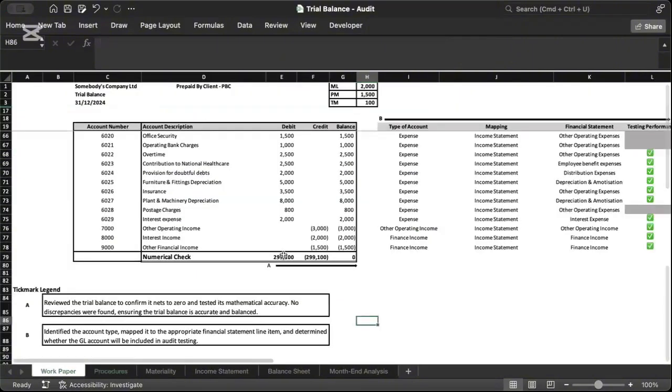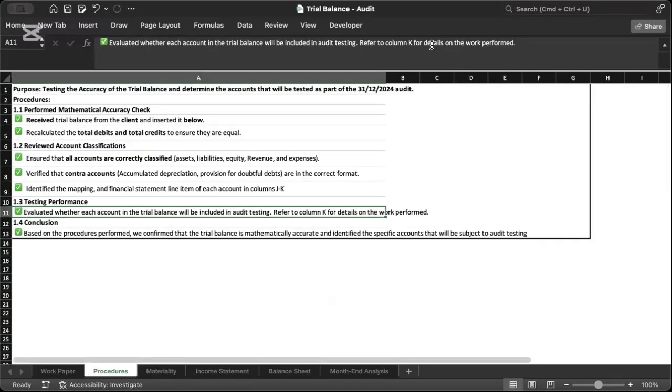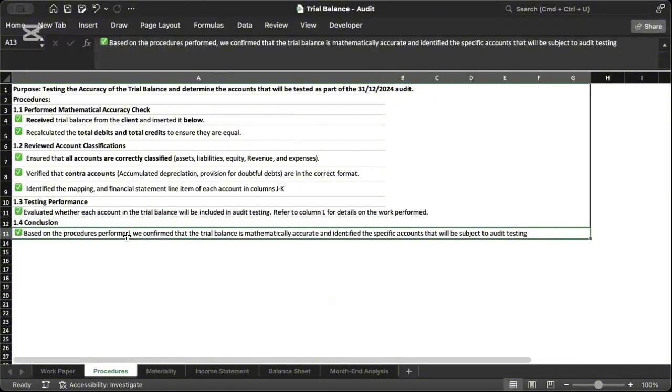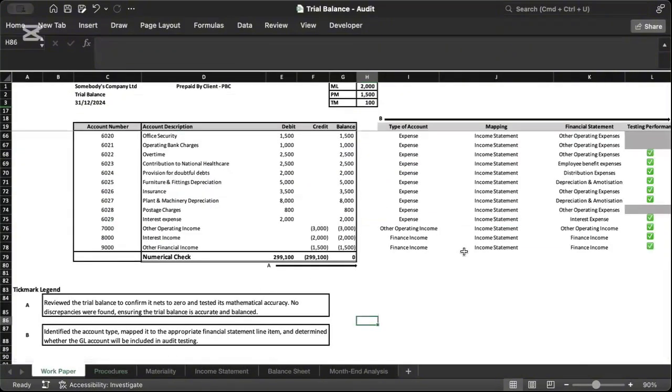Testing is column K, it's column L actually. So we do need to change that. And based on the procedures performed, we confirmed that the trial balance is mathematically accurate and identified the specific accounts that will be subject to audit testing. So we can see here, if someone looks at my tick mark A, they see that I did the mathematical accuracy, and my tick mark B, that the procedures I've just mentioned.